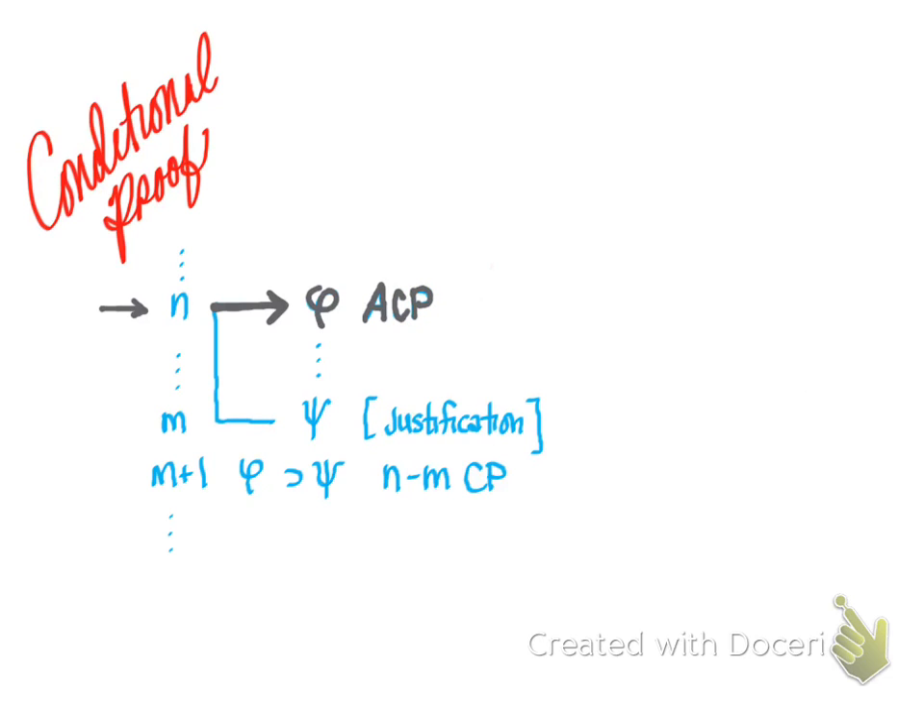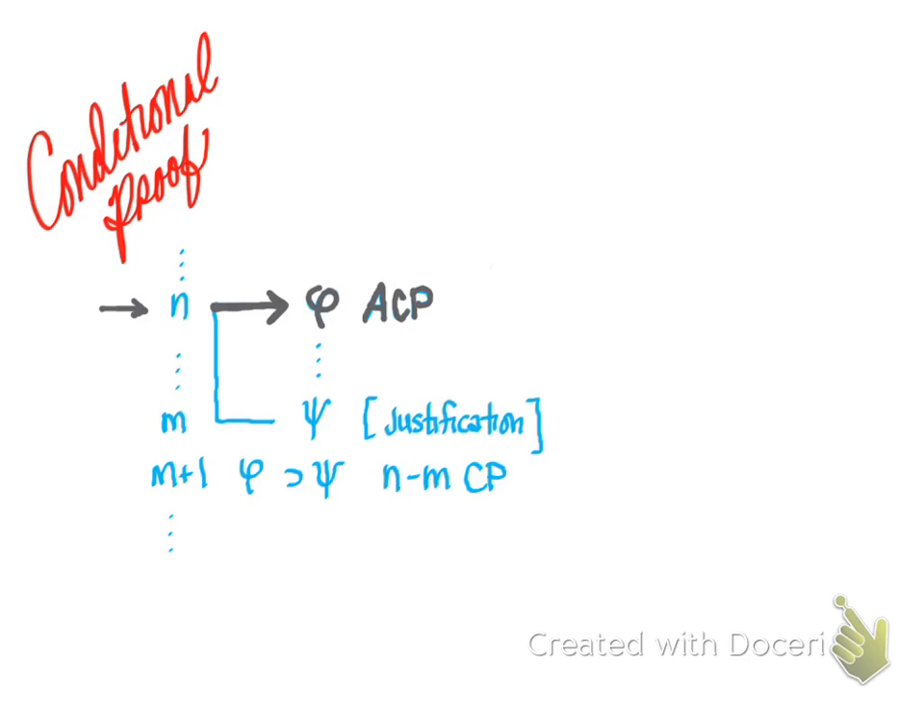Assumption for conditional proof. Now, what statement should you put here? That's usually the most difficult task in using conditional proof. It could be any statement. There's no rule about which statement can be the first line of your ACP. But there is a statement that is strategic for you to pick as your first line.